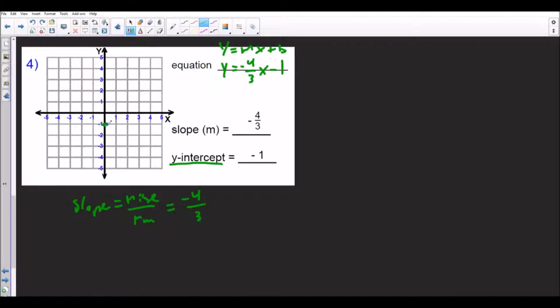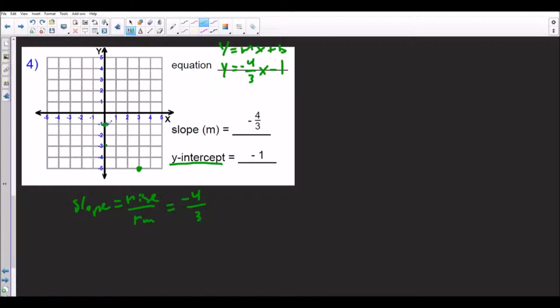So if we go from this point, which we know is a point on the line, we're going to have to rise negative 4. So we're going to have to go down 4. 1, 2, 3, 4. And then we're going to have to run 3. So 1, 2, 3. So there's our next point. Now, we can see that our line is going to be going like this. We need another point though on the line.